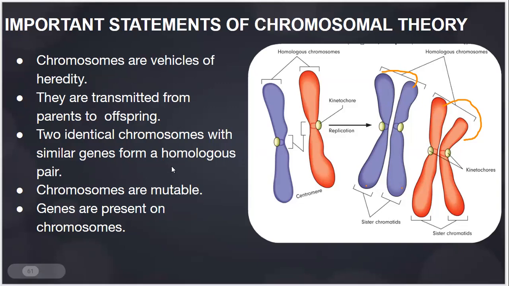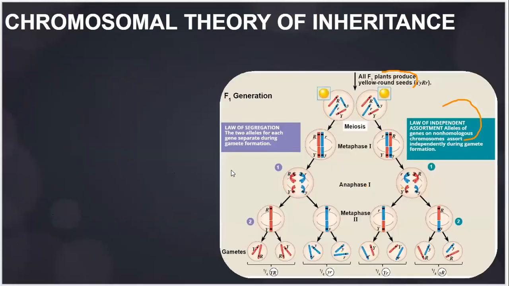Understood? Homologous chromosomes, and the opposite of homologous will be heterologous, with dissimilar genes. Fine? So hence they show similar behaviors. Fine? So genes can be transmitted from parents to the offspring. There will be similarity as well as differences.